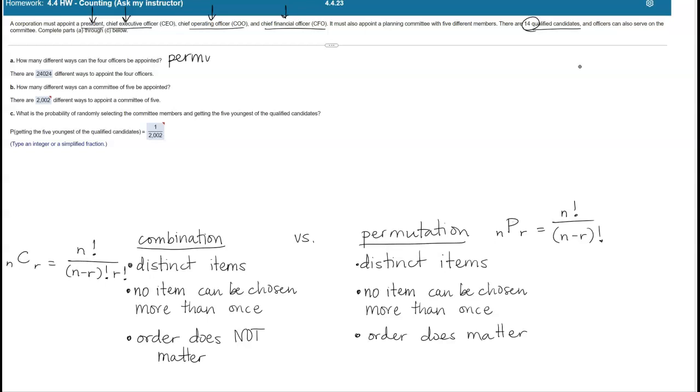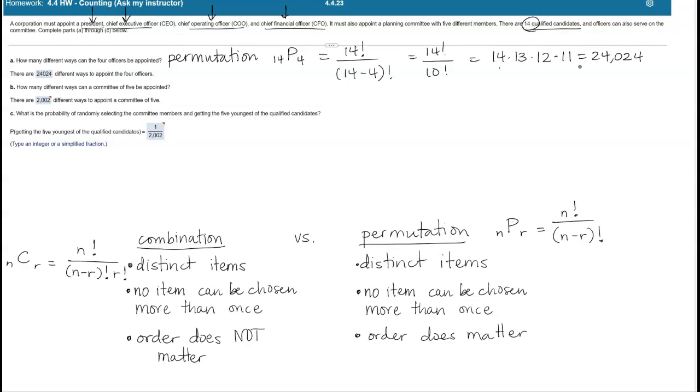I know you got this right, but I just want to walk through this so we can make sure we see the difference between those two. So we're taking 14 qualified candidates and we are permuting 4 of them. We're looking at 14 factorial over 14 minus 4 factorial, which is 14 factorial over 10 factorial, which basically breaks down to 14 times 13 times 12 times 11, which gives your correct answer of 24,024.